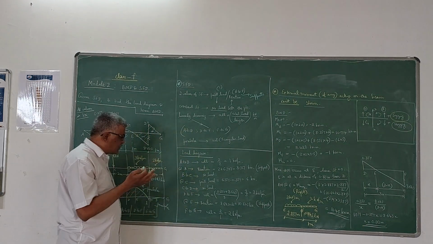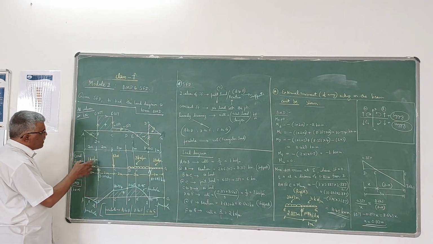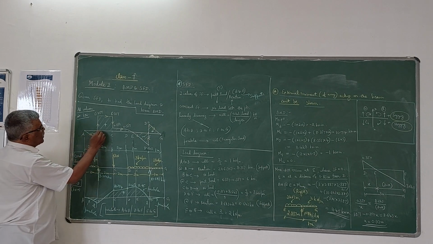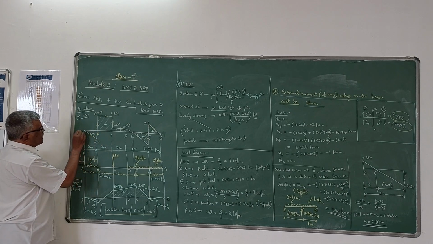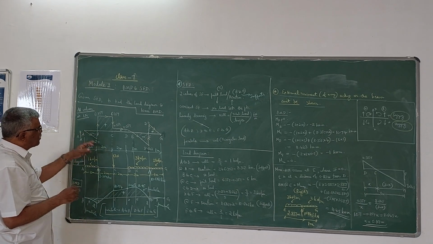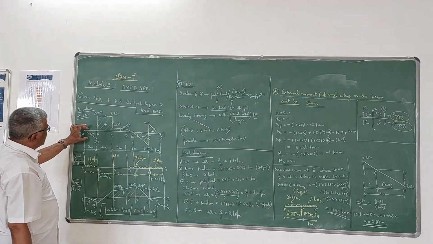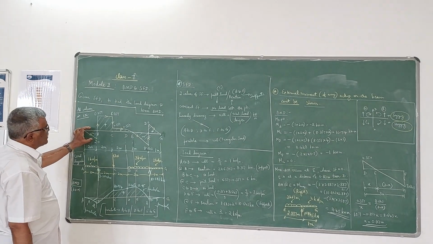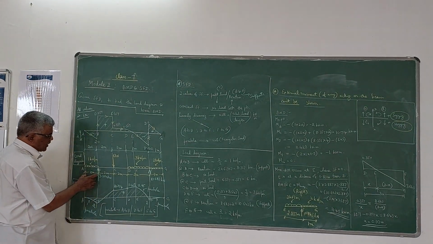And what is the intensity of that UDL? Intensity is given by the total difference here. The total difference here is 2. It is varying from 0 to minus 2. That means the total UDL acting from A to B is 2 and the span is 2 meters.